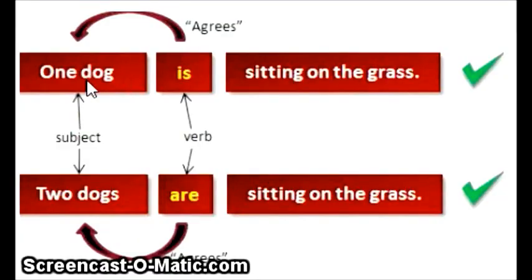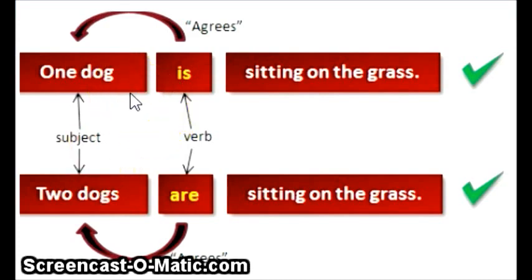Okay guys, as Nicole already explained, we are going to make a brief review of subject and verb agreement. So please take the following example. As you can see, we have two sentences. The first one says, one dog is sitting on the grass. And the second one says, two dogs are sitting on the grass. On the first one, the subject is one dog, so we have a singular subject. And in the other one, we have a plural subject, which is two dogs.